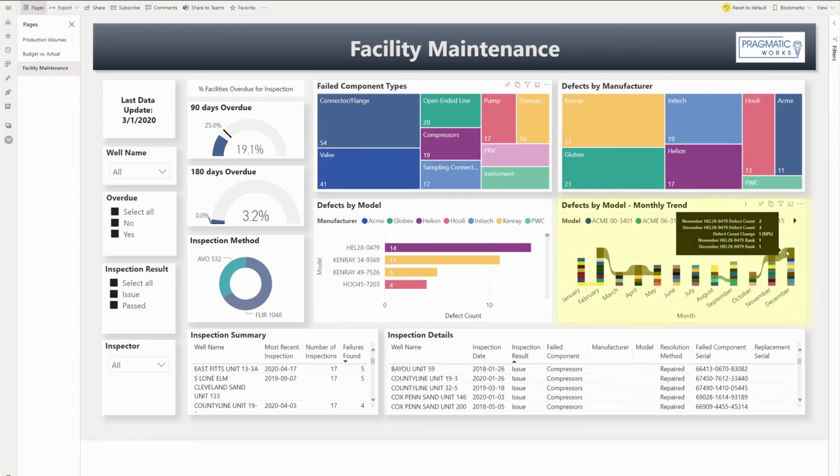The ribbon chart allows us to quickly identify a trend. Failures for this particular model of component seem to be trending in an upward direction. It might make sense to proactively replace these components with a make and model that is more reliable.